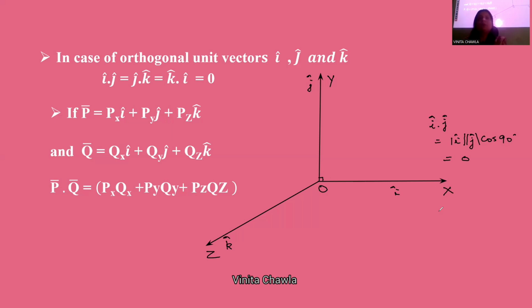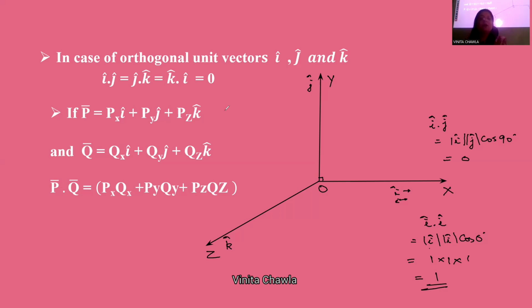But what if we take the same unit vectors? If we take I cap dot I cap, in that case, first we write the magnitude of the first vector, the magnitude of the second vector. Now, because these two unit vectors are along the same axis, the x-axis, theta is 0 degree. So cos 0 degree comes in. The magnitude is 1, it is a unit vector, it has unit magnitude. Cos 0 degree is 1, so we get 1. So the dot product of similar unit vectors is 1 and the dot product of orthogonal unit vectors is 0.